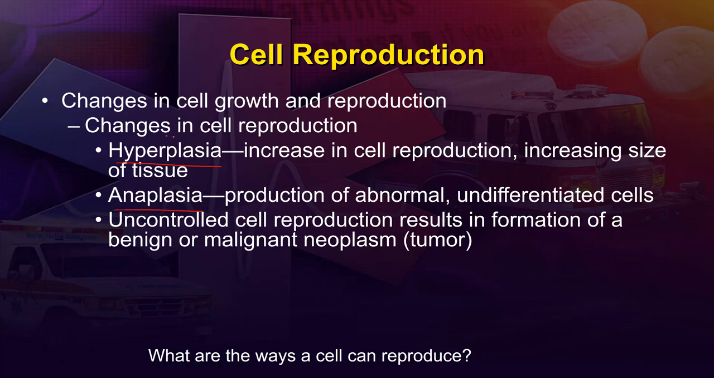And as you know, hyper generally refers to more of something, hyper. And ana usually means some type of abnormal or often without. In the term of anaplasia, we have abnormal, undifferentiated cells, and sometimes that can be a problem, like a sign of a tumor. When we have hyperplasia in tissue, we increase cell reproduction, and generally that leads to more cells within tissue, and tissue gets larger.